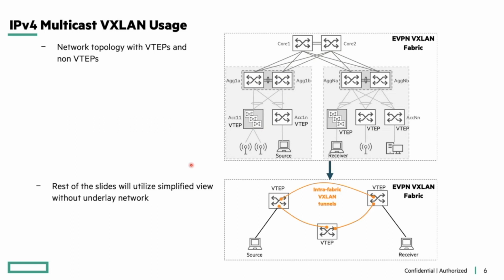So I'll keep it simple. For the rest of the slides, I'll use a simplified view without the underlay, because again, for the VXLAN network, we're mostly concerned about VTAPs. So just ignore all this.